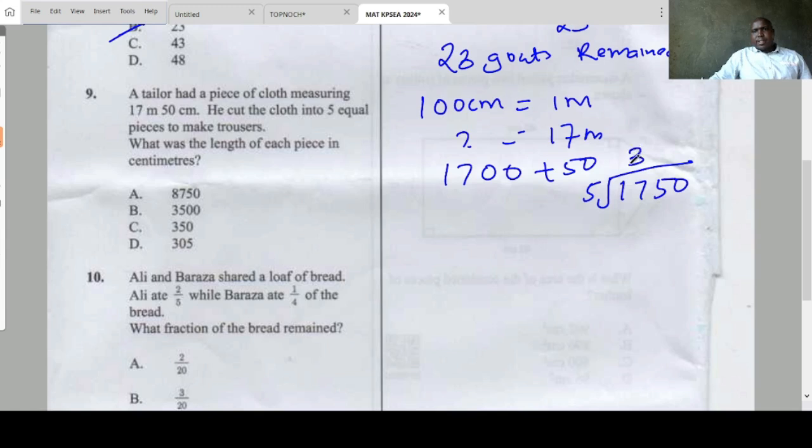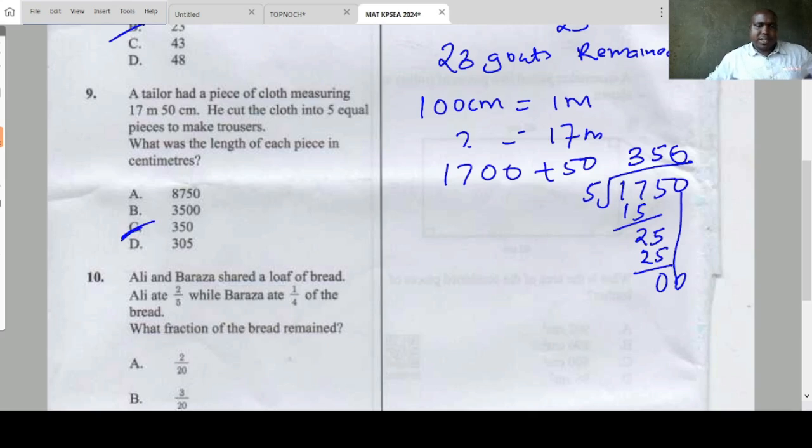Take 3, which is 15, remain 25. Take 5, which is 25. 0, bring this 0 here and put it here. So there were 350 centimeters equal pieces.